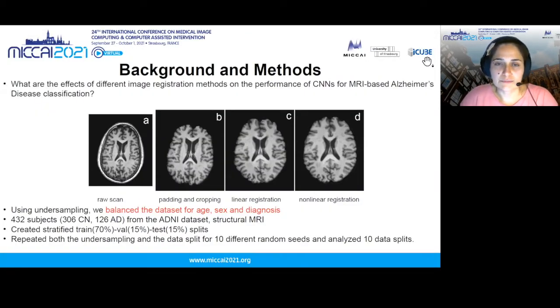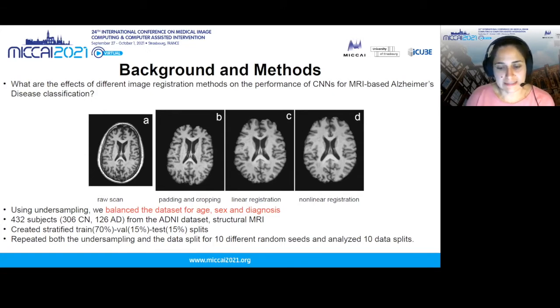Our research is on how MRI image registration considerably improves convolutional neural network-based disease classification. Machine learning methods, especially CNNs, are used for disease classification like Alzheimer's disease. The images used in these algorithms usually go through different pre-processing steps, including image registration. Here we investigated the effects of image processing on CNN-based Alzheimer's disease classification.